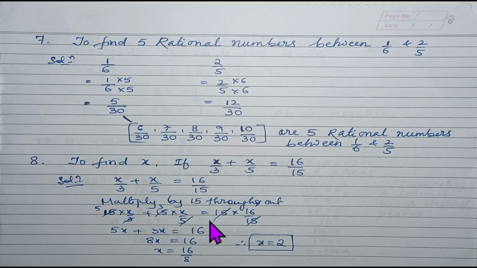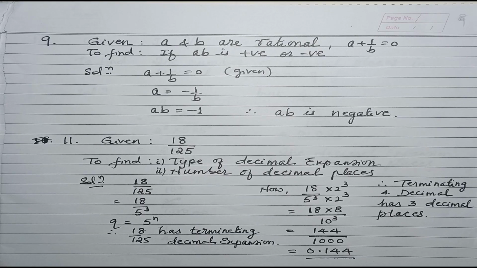So please remember this, whenever there are denominators in rational numbers, try to eliminate the denominators from the equation. So that is what I have done here. So I have got here 5x plus 3x is equal to 16. Add 5x and 3x, I get 8x is equal to 16. So x is equal to 16 by 8, and therefore x is equal to 2 is the answer.